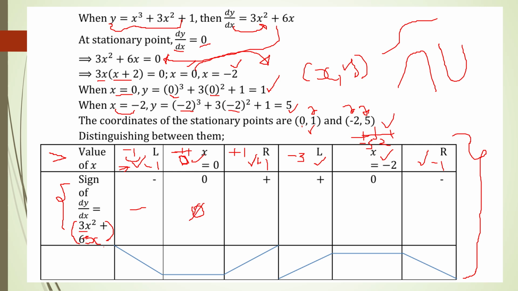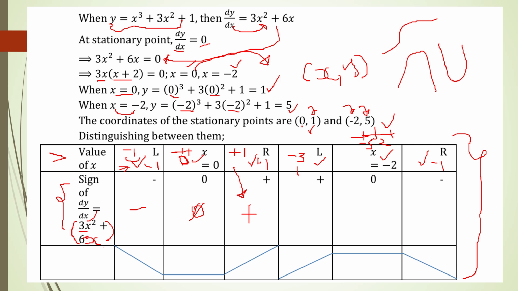Then on the right hand side, if you put here positive 1, you're going to have 3 plus 6, and then you're going to get positive 9. So if you substitute with positive 1, we are going to get a positive answer. So you only write the symbol of the answer that you are getting. Then you do the same thing here.